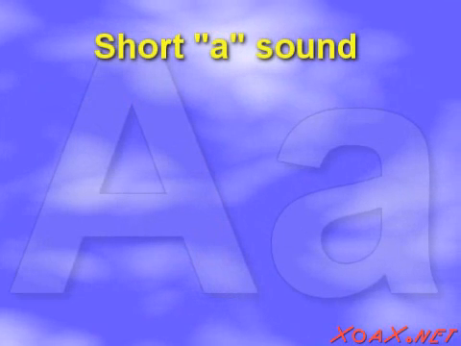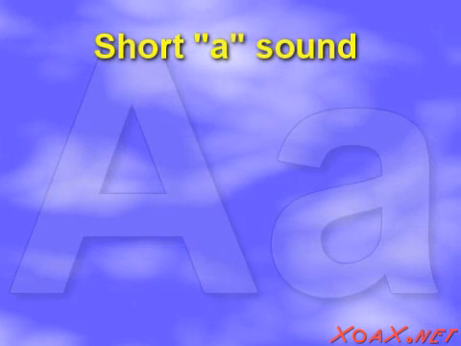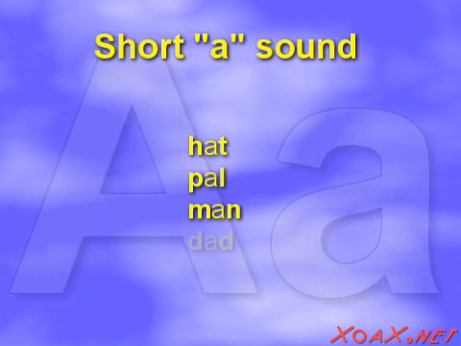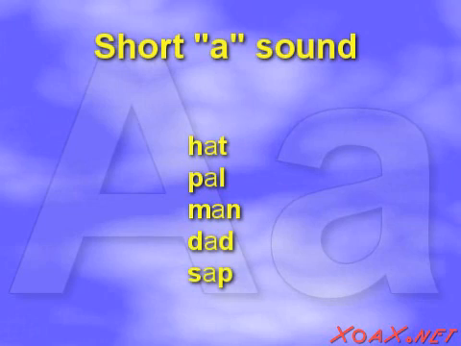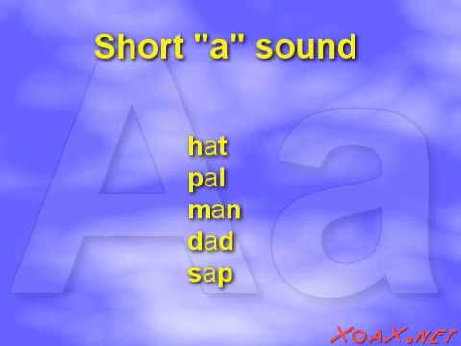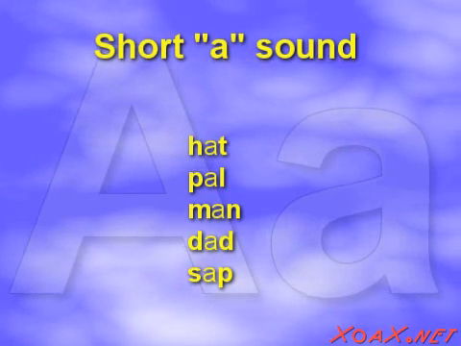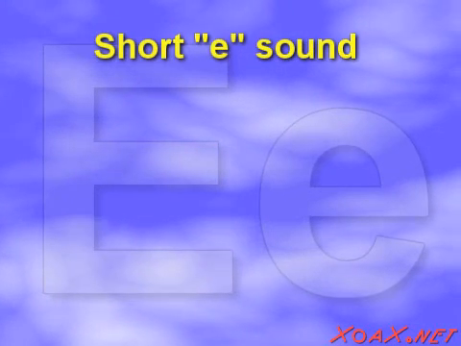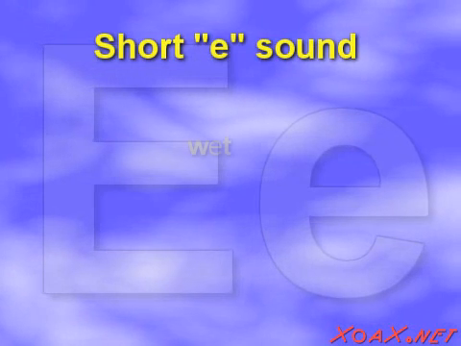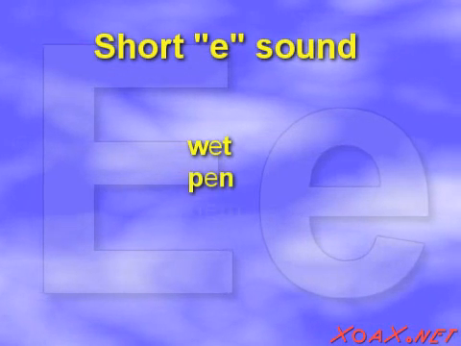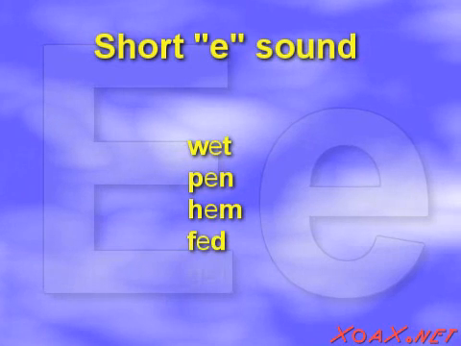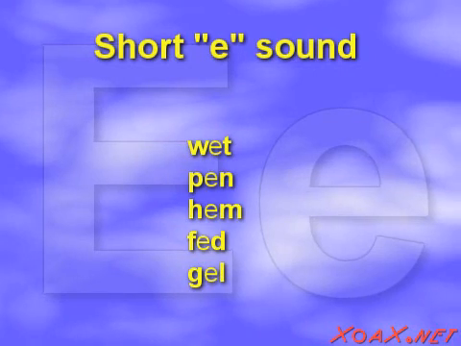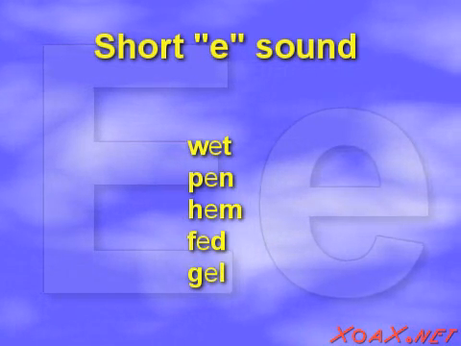The short A sound sounds like A, and you can hear it in the words hat, pal, man, dad, and sap. The A sound that you hear in the middle of the word is the short A sound. The short E sound sounds like eh, and you can hear the E sound in the words wet, pen, hem, fed, and gel. The E sound between the two consonant sounds is the short E sound.